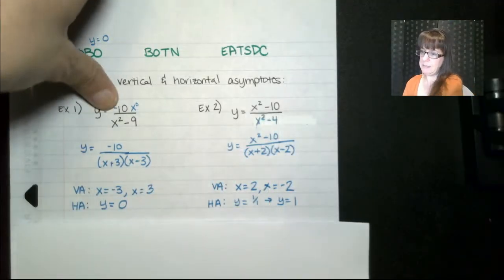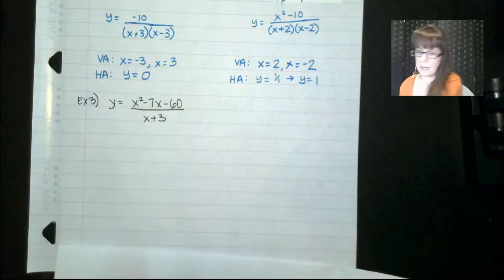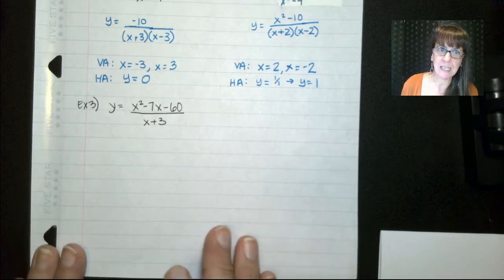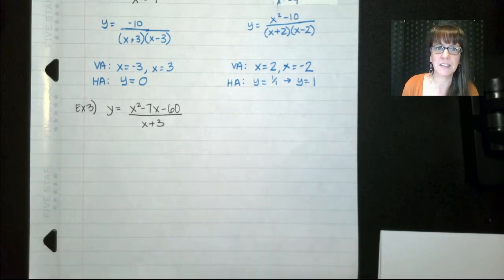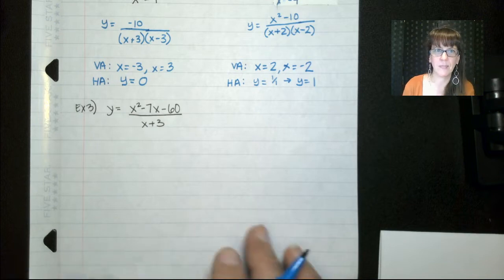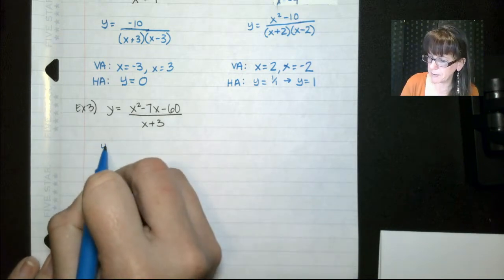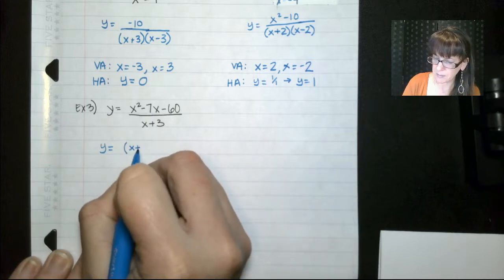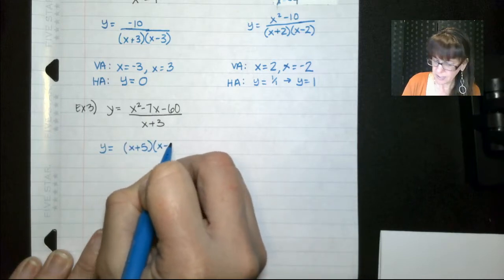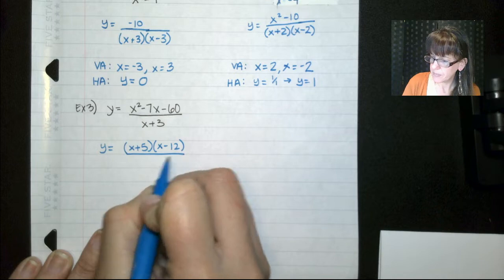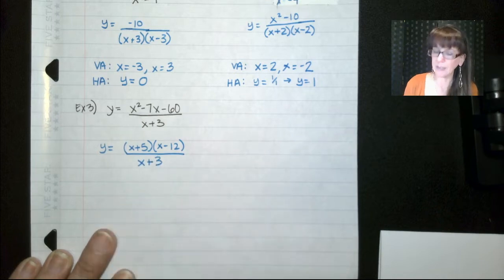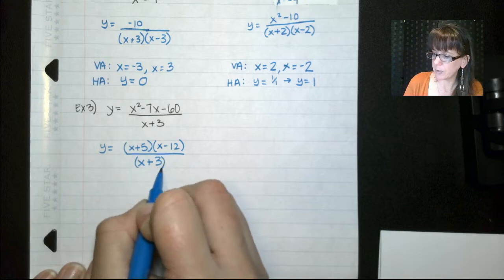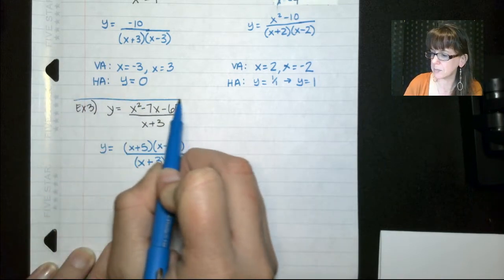We have this guy right here: y equals x squared minus 7x minus 60 over x plus 3. All right, so the first thing we want to do is factor this guy. And if we do that, we end up with x plus 5, x minus 12 over x plus 3. Okay, so there's nothing that we can cancel out here, but it will help us when we go to find our vertical and horizontal asymptotes.